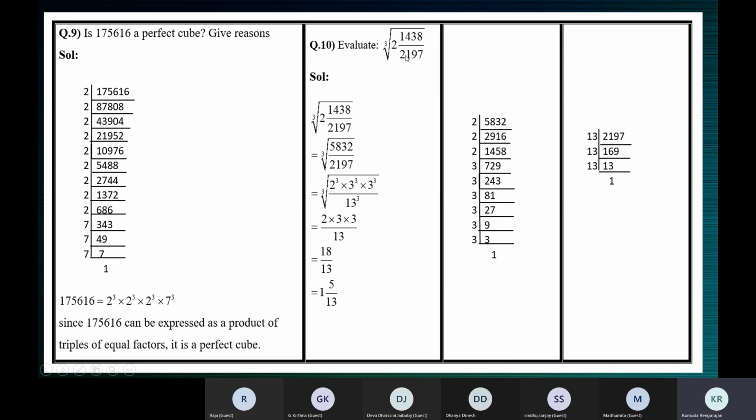In the next one, we have a mixed fraction. So you need to convert that to an improper fraction. Then use this procedure and express the numerator as a product of primes. And then again use this procedure and express the denominator as a product of primes. Raise it to the power 3 so that it's easy to bring them out of the cube root.